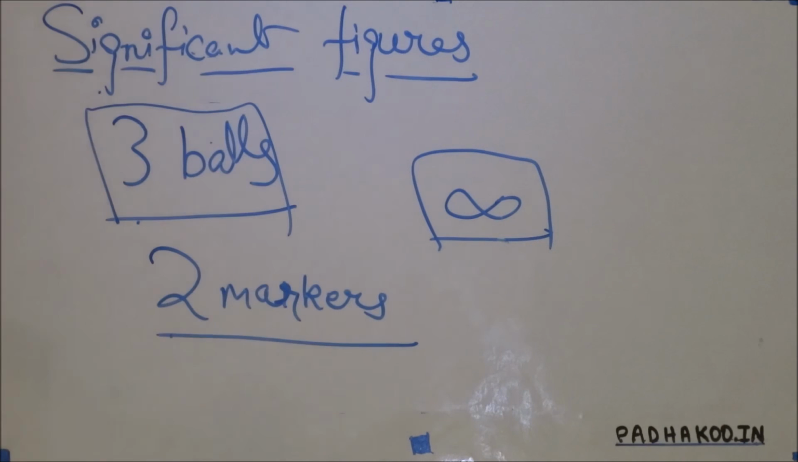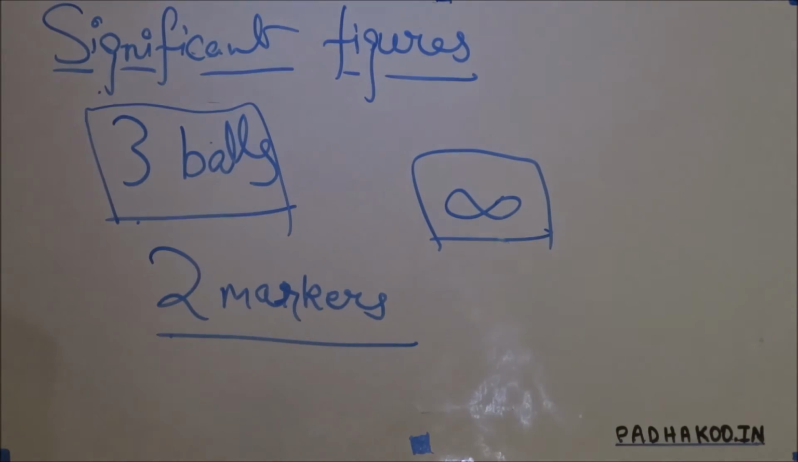So basically these are the significant figures and the rules which describe them. And that's it.